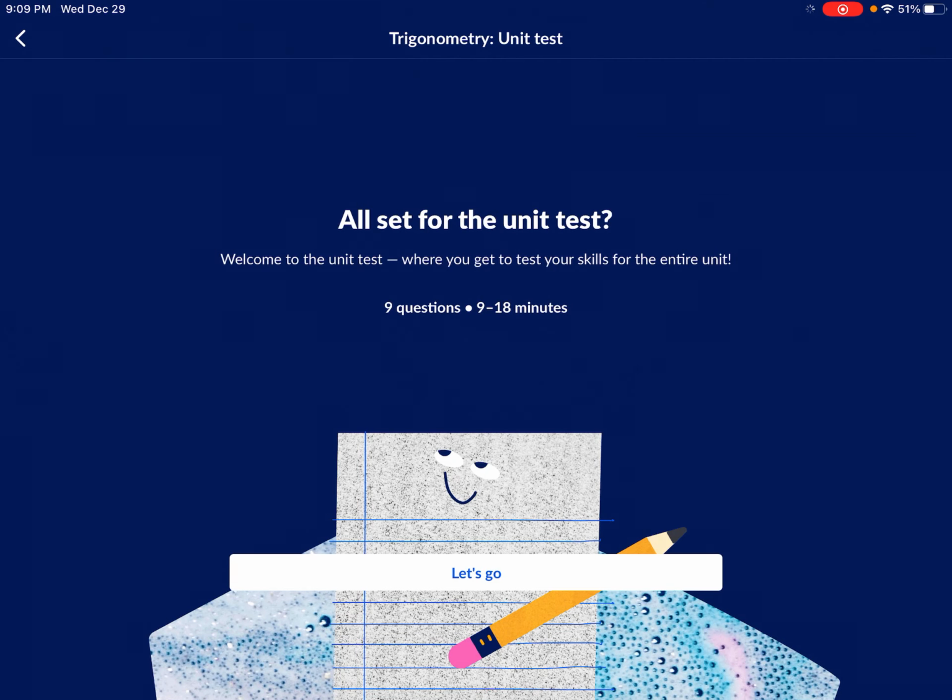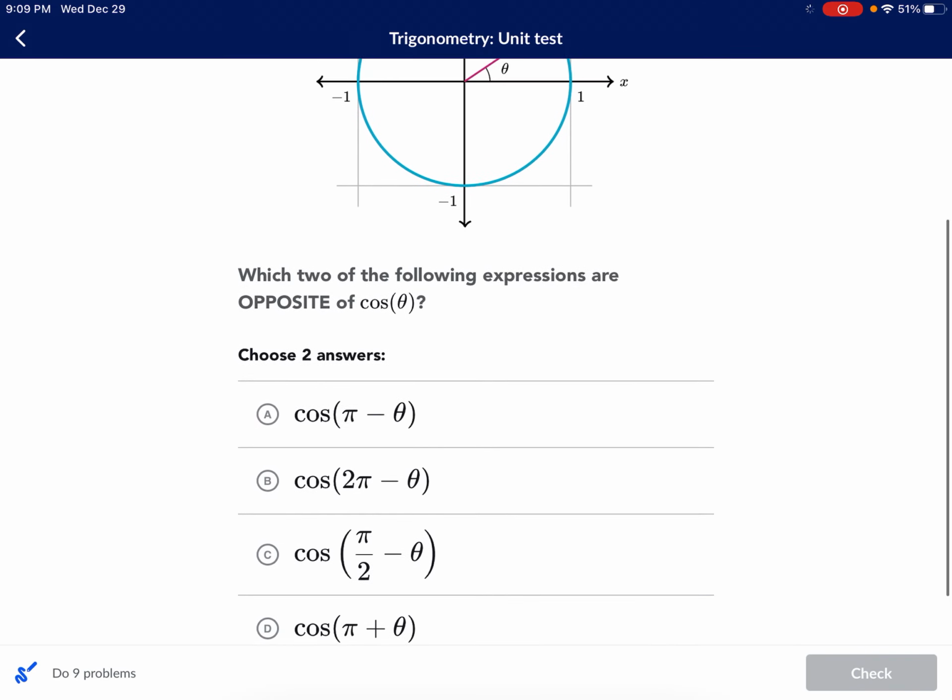Alright, finally on to the unit test. Let's get started.